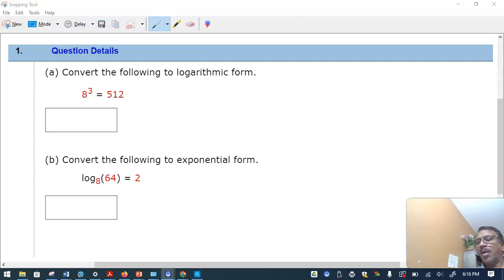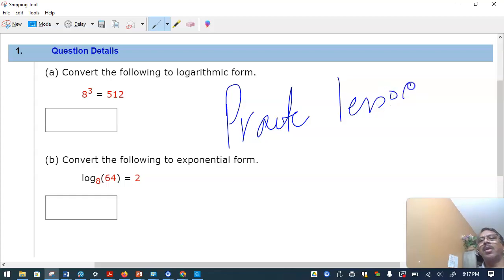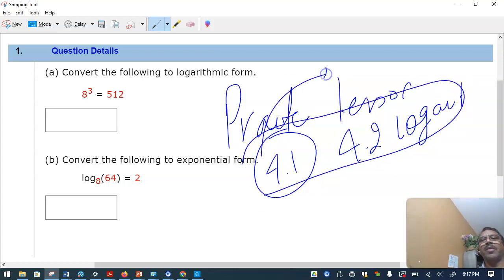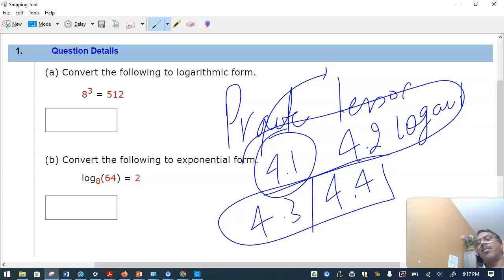Okay, hello students. Here I want to solve practice problems for lesson number 4.1, combining 4.1, that's exponential, and 4.2, that's logarithmic function, right? So this was done in the previous video, and in this video I'll do 4.3 and 4.4, which will be more of logarithmic function. So let me continue.